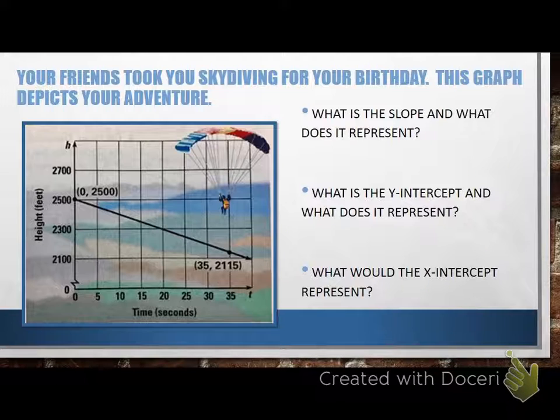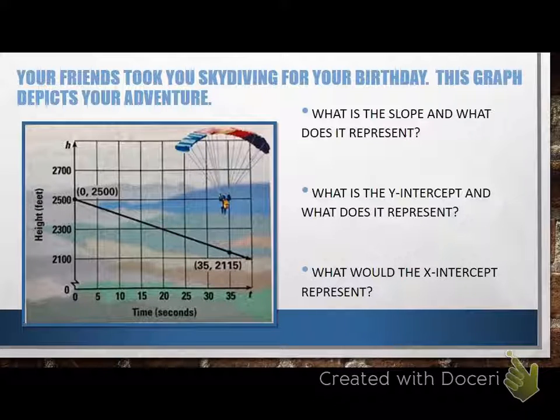Let's try one on your own. Here we're skydiving, right? Your friends took you skydiving. We got the graph here. I'll tell you this. We don't have two nice, pretty points to use to count rise over run. Looks like you might have one there, but it's really hard to tell. And you might have one there, but again, it's hard to tell if they're exactly on those grid corners.